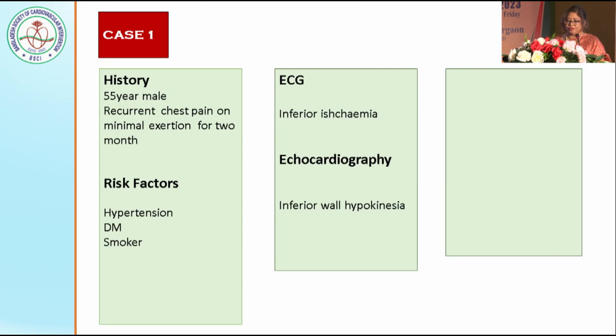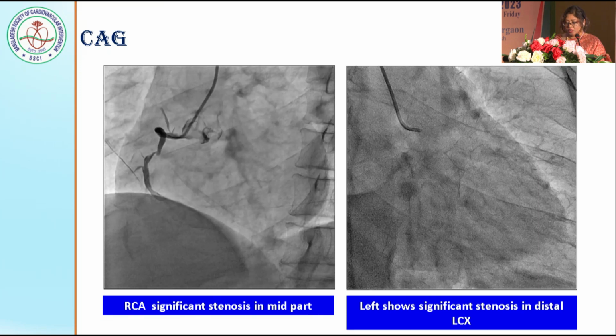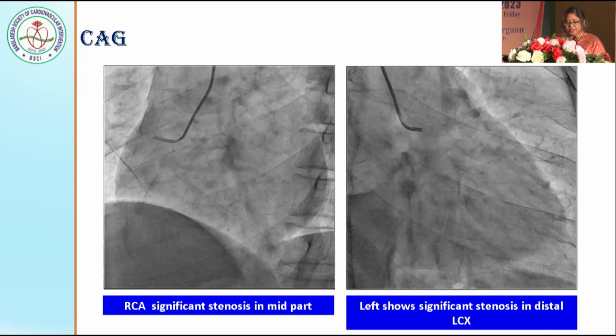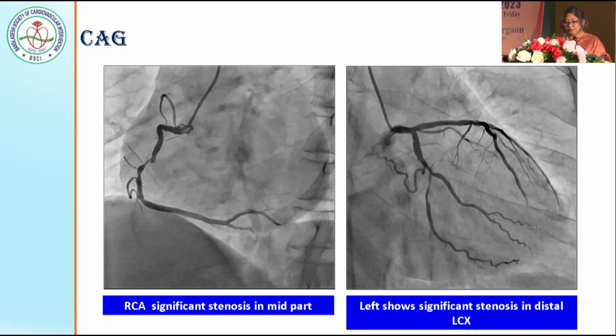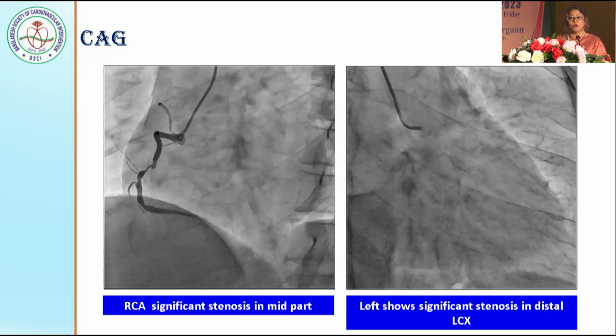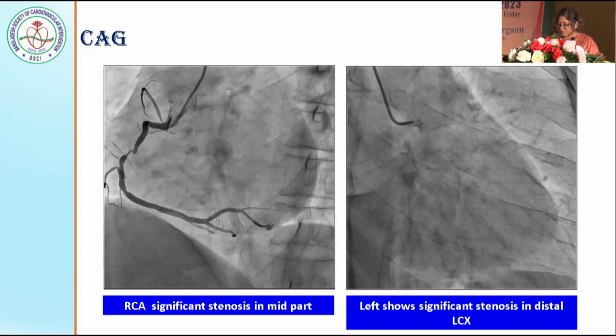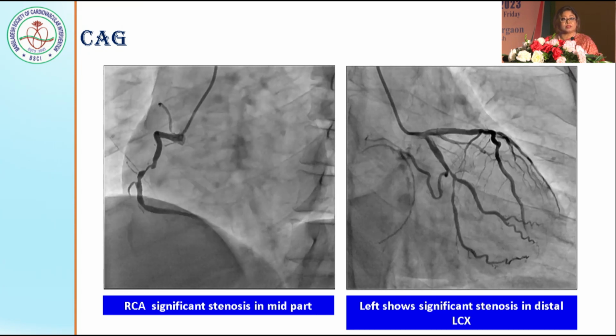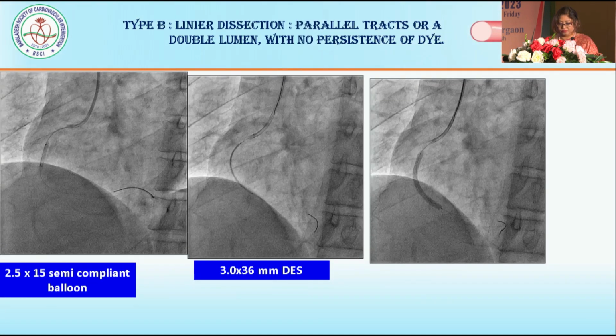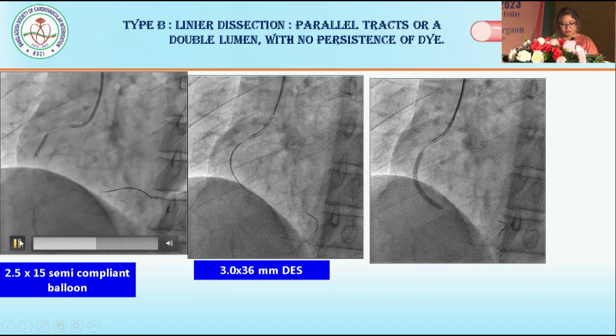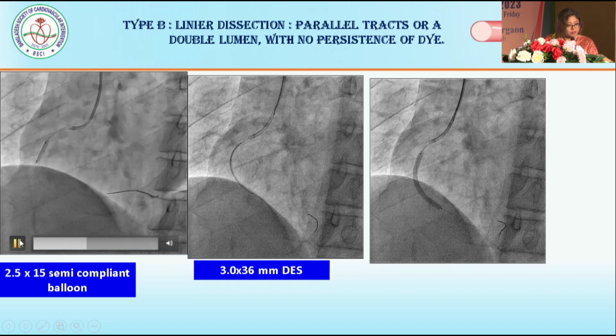First case, a 55-year-old male with recurrent chest pain on minimal exertion for 2 months. His ETT was positive. There is a significant stenosis in the mid RCA. Can I have a pointer? And there was stenosis in the distal LCX.